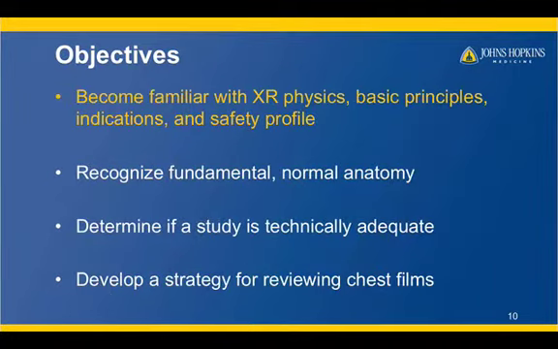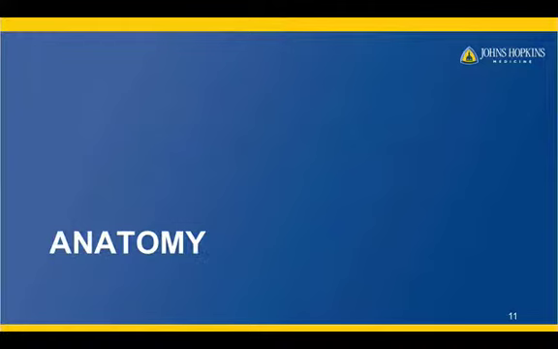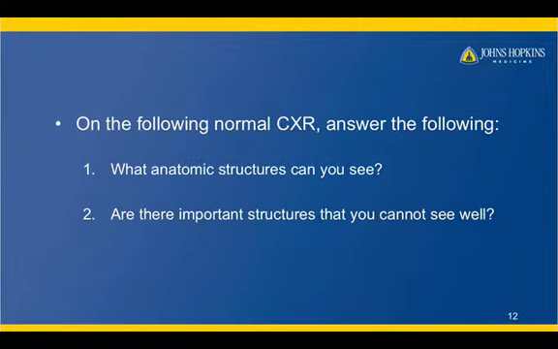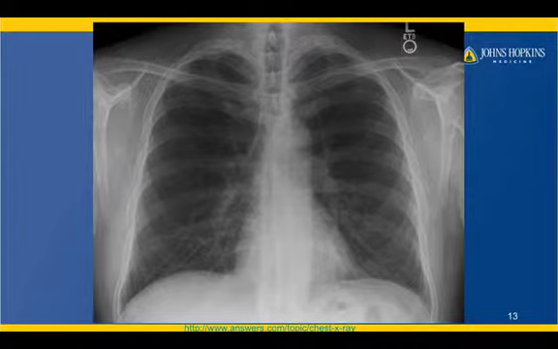We just completed our basic review of X-ray physics, basic principles, indications, and the safety profile. We will now move on to recognizing anatomy. We will start with a normal chest X-ray. As you review the following image, pause the slide to try to answer the following questions. What anatomic structures can you see? And are there important structures that you cannot see well? You can pause the talk at this point and restart when you are ready.